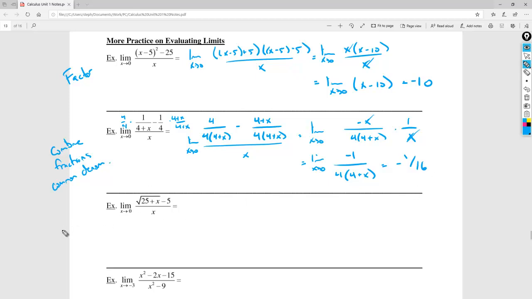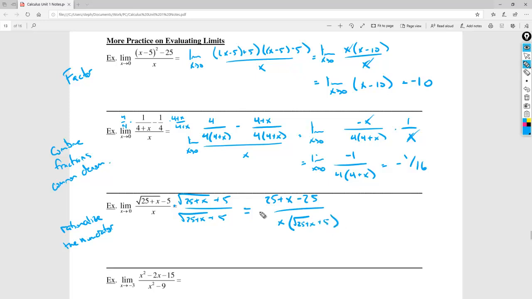Next one, I have a square root. This is where we're going to rationalize the numerator, or in other words, multiply by the conjugate. Okay, so I'm going to multiply by the square root of 25 plus x plus 5 over the square root of 25 plus x plus 5, and multiplied by the conjugate. So I will end up getting 25 plus x minus 25 over x times (the square root of 25 plus x plus 5). And again, do not combine. This will make your life harder.